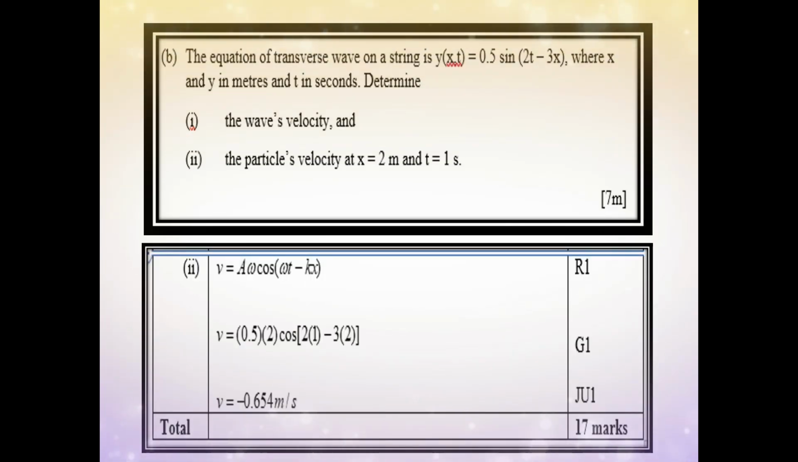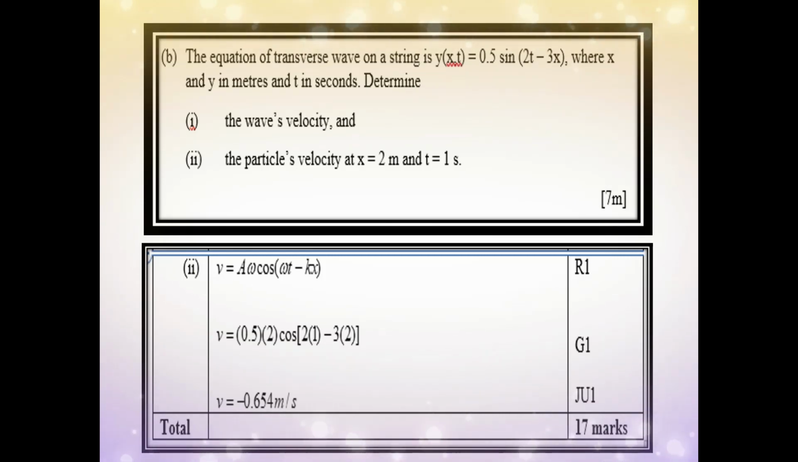Okay, for the last question, we need to determine the particle velocity at x equal to 2 meter and t equal to 1 second, by using the equation of velocity, v equal to A omega cos(omega t minus kx). This one is referred to as the equation for the velocity of the wave, for the particle velocity.